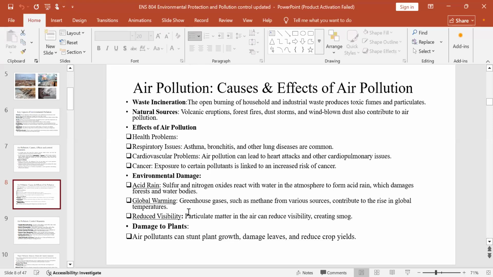Then global warming is another environmental damage associated with air pollution. Greenhouse gases such as methane from various sources contribute to the rise in global temperatures. Greenhouse gases, carbon dioxide, sulfur dioxide, nitrous oxide, ozone, even water vapor, all of these contribute to greenhouse effects and then later global warming.